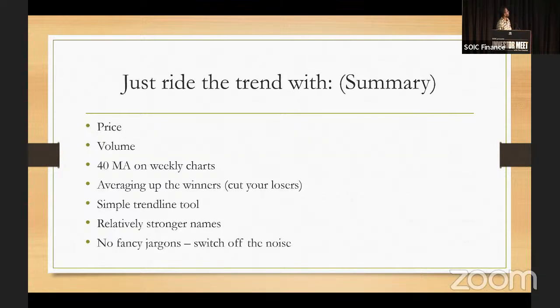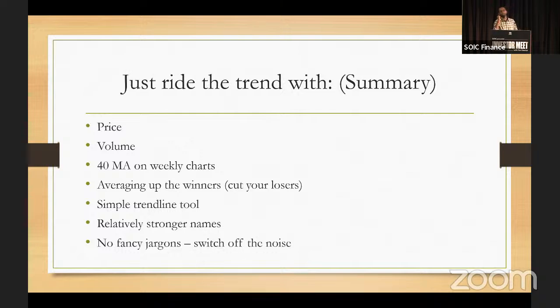Next. So it's a summary, basically price, volume, 40 MA on weekly charts. You can follow a simple line you can draw and you can make money. So no need for fancy jargon. A strong, moving up stock will give you an entry either diagonally sloping down or flat. If it is sloping up, it's a risky bet. You cannot enter because there is no right point to enter that stock.